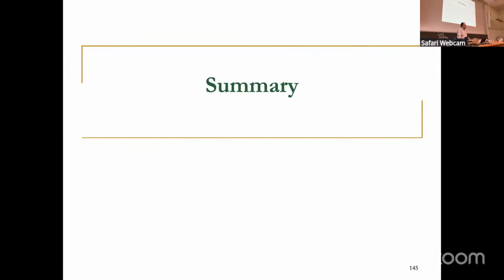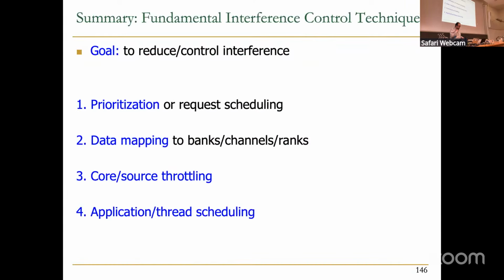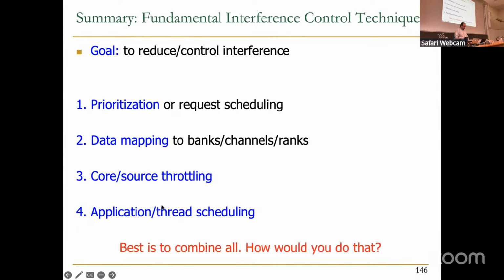Okay, so let me conclude if there is no question. In this lecture we discussed how we can fundamentally reduce interference and provide interference control techniques. We discussed different techniques like prioritization, data mapping, core and source throttling, and application thread scheduling. As you can imagine, the best is to combine all of them, but how you would do that is not easy. It is very challenging to combine these techniques, so there is a very interesting research direction in that line.